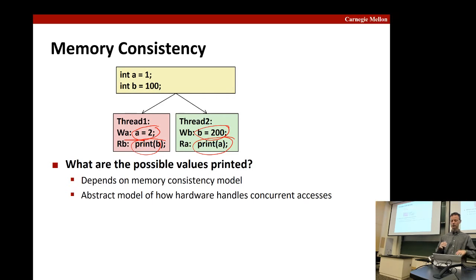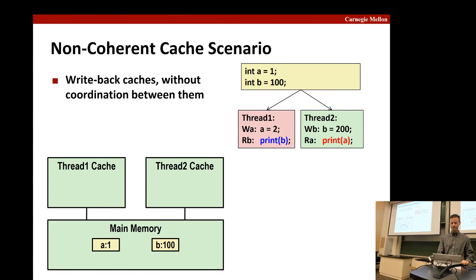And so to create some structure over this mess that people can reason about when they write programs, there are memory consistency models. It's an abstract model of how the hardware handles concurrent access. You can think of it as the contract, the API, between software and hardware. If the software is written assuming this memory consistency model, the hardware is guaranteed to support that.